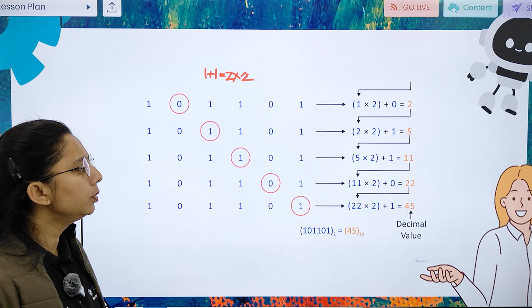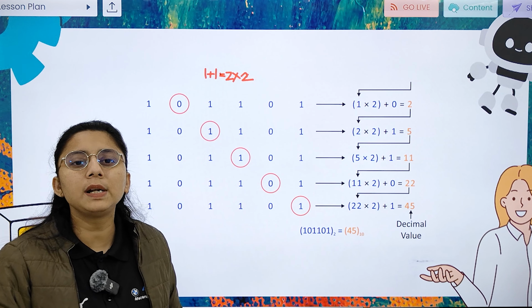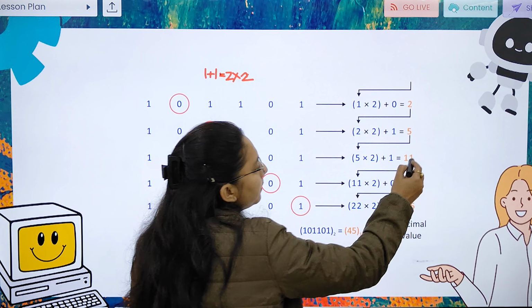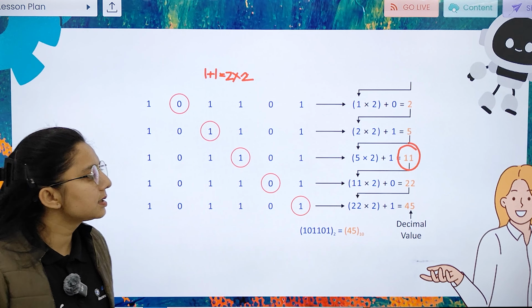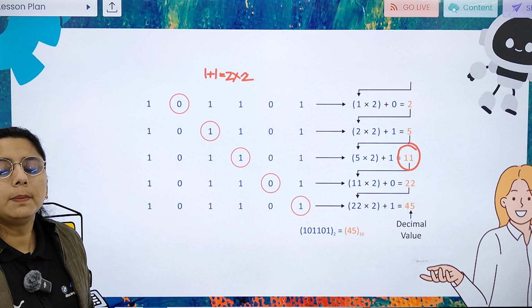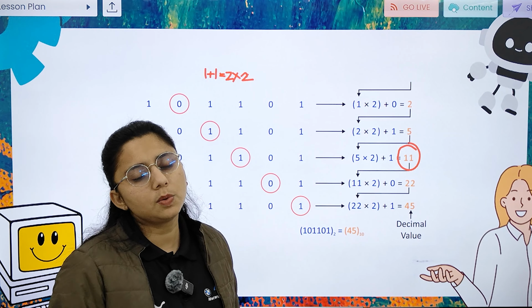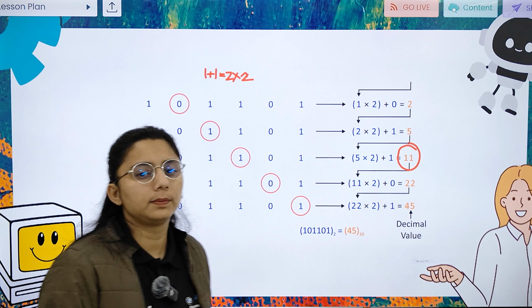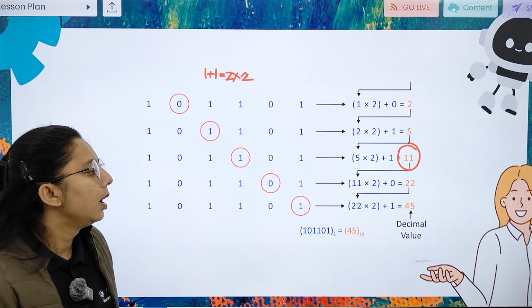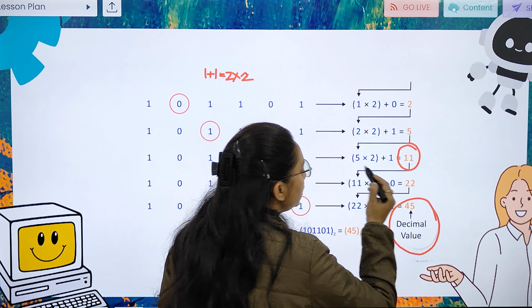Now you have to take 5, then you have to double this digit, you have to multiply by 2 and add 1. So, 5 2s are 10 plus 1, your answer will be 11. Next, you will multiply 11 with 2 and add 0. 11 2s are 22 plus 0 is equal to 22. Then you have to take 22 into 2, 44, and then plus 1 is equal to 47. So, this last value is used as the decimal value.